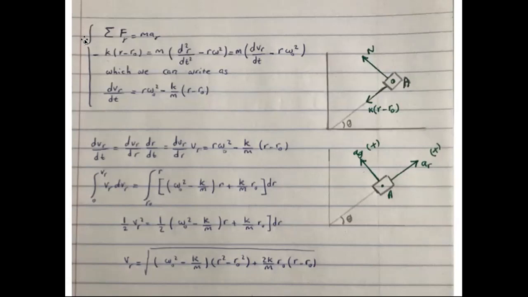Now we apply Newton's second law in the radial direction. This results in an equation for the radial component of the acceleration as a function of r. We use the chain rule to express the radial acceleration in terms of r instead of t. Separate variables and integrate it. When we integrate, we obtain the radial velocity as a function of r. As you can see, we cannot see the t in this equation.